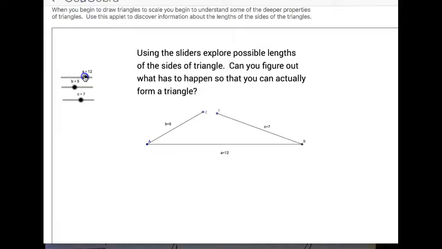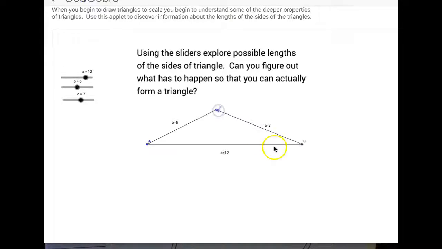Well, let's see if we move this out to 12. So now side A is 12. It's going to collapse again because 5 and 7 overlap perfectly to make 12, which is exactly what that side is. So we do have to extend this one more. And of course it doesn't have to be exactly one more, because we can have different shapes and sizes of triangles.